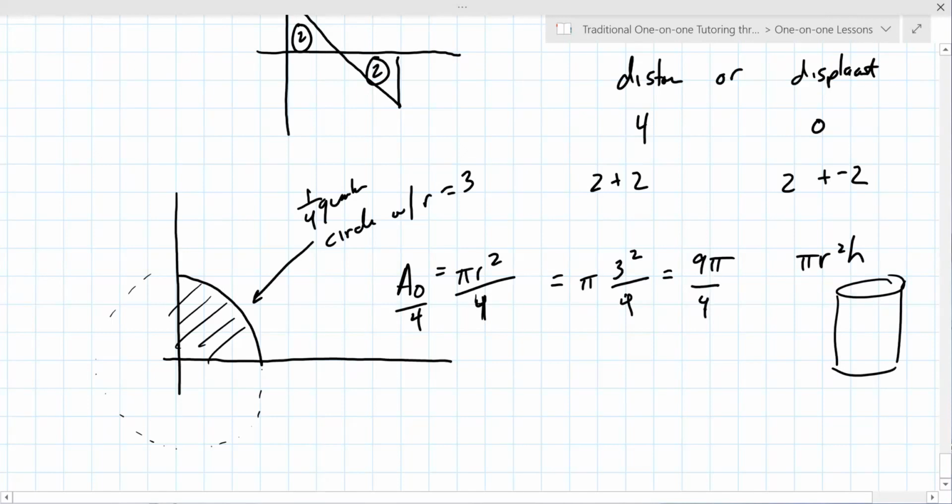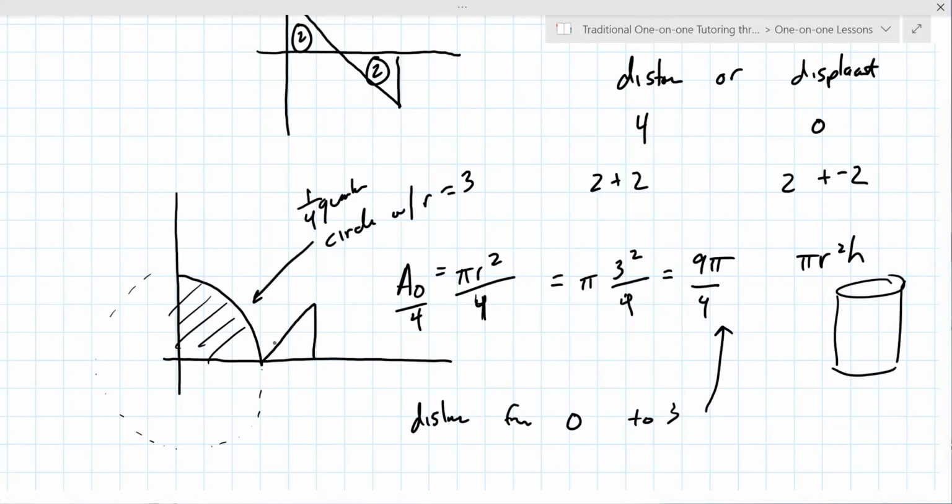Okay. Would they ask you for the displacement or something? Yeah, they could say, what's the distance from 0 to 3? And it's 9 pi over 4. Okay. But they can mix and match your geometric shapes. Right. Okay.